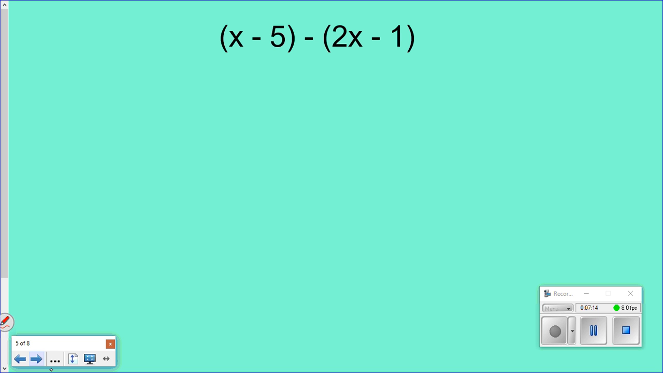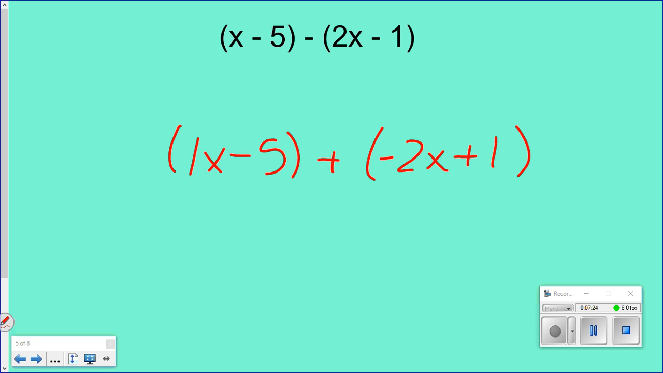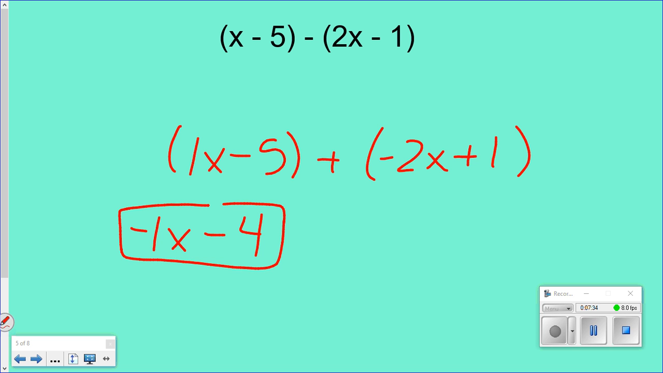All right, so to use shortcut, what does it look like then? It probably looks something like this. 1x minus 5 plus negative 2x plus 1. That's what it looks like after you did the shortcut. So then what did you get for an answer? What did you get, McKenna? Negative 1x minus 4. Good job. Nice job.